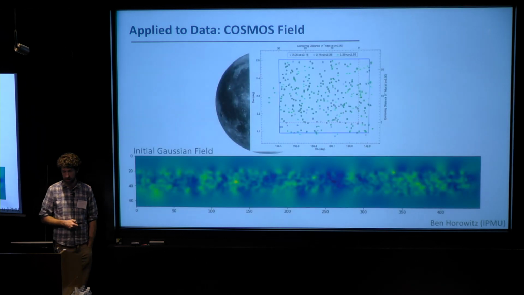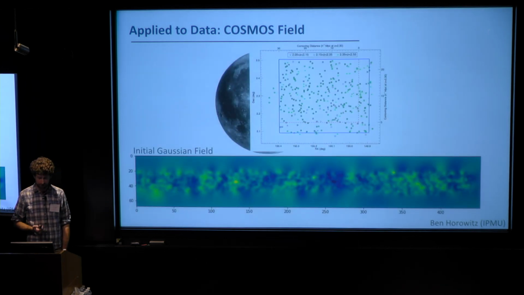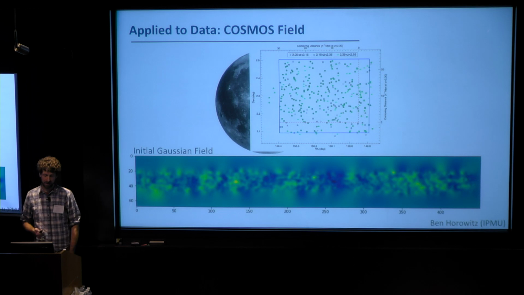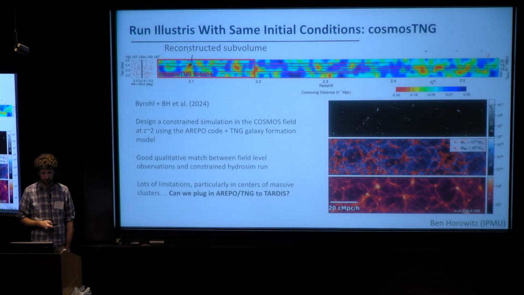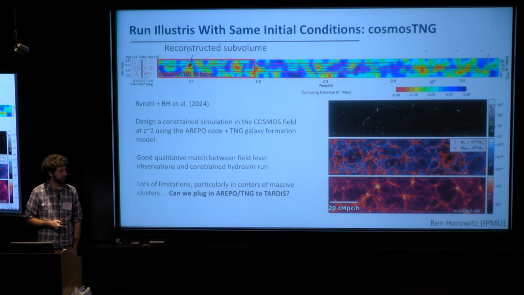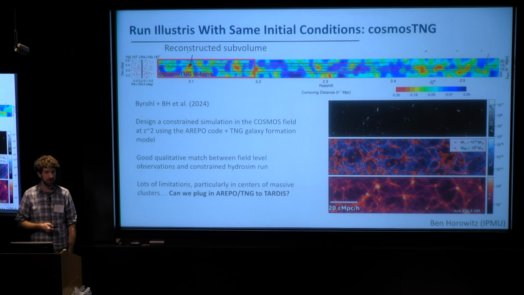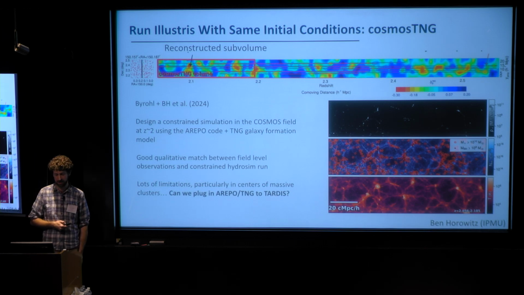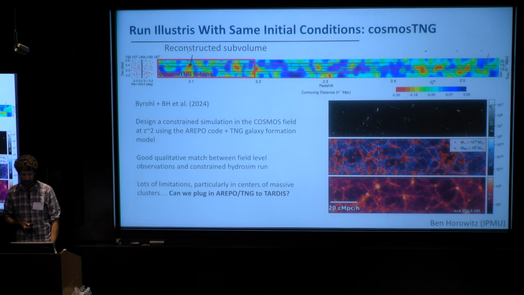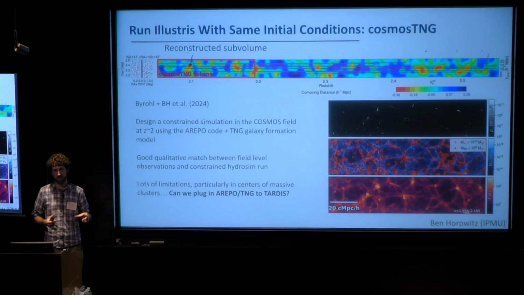But of course, we did this whole initial condition reconstruction, so we actually have the initial Gaussian fluctuations that we believe best match the data. And so we can go back a step and say, well, what happens if we feed this into a full hydrosim? Chris Boyle in Germany has been playing around with this. And about a month ago, maybe 2 months ago, we had this paper out on the CosmoTNG. This is a suite of simulations that has the full TNG galaxy formation model, the AREPO code for the gas. It's basically a suite of simulations that are constrained to match this little patch of the universe.